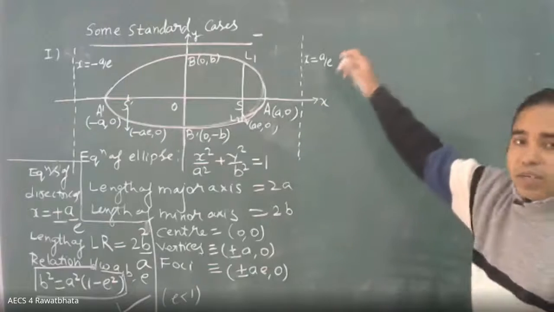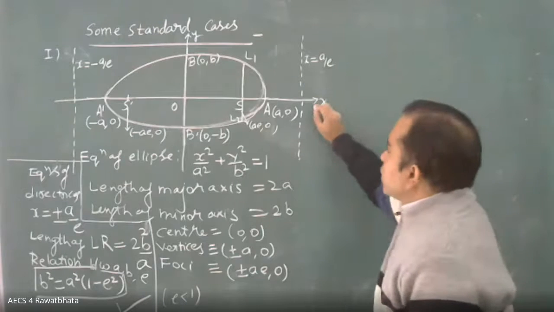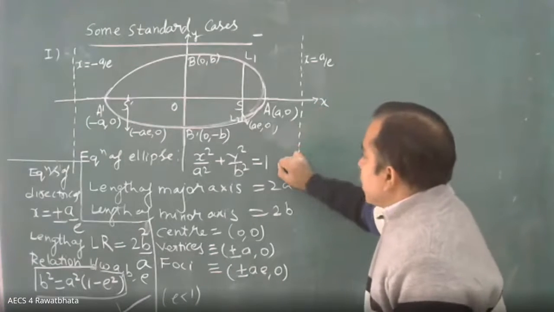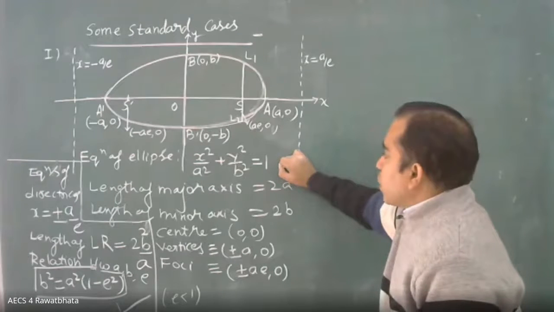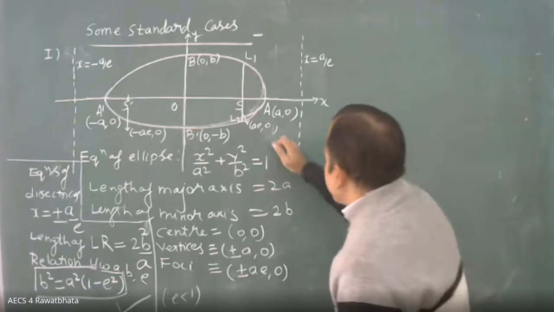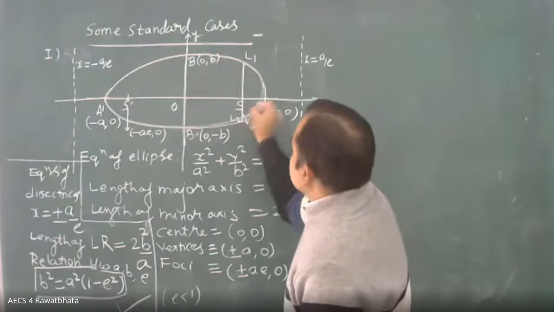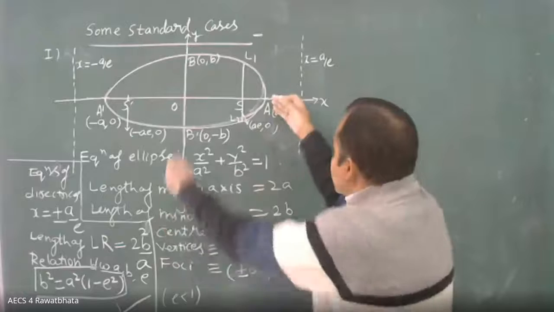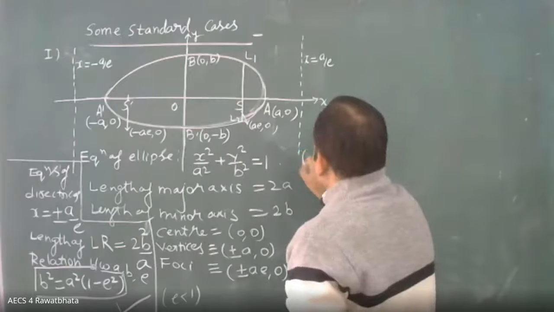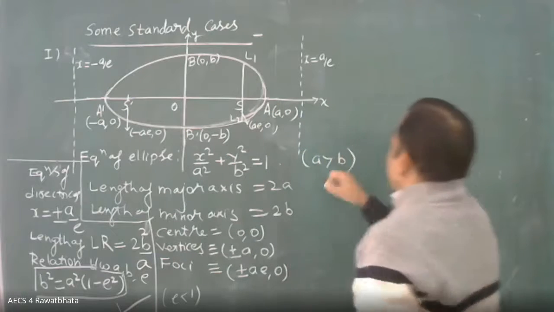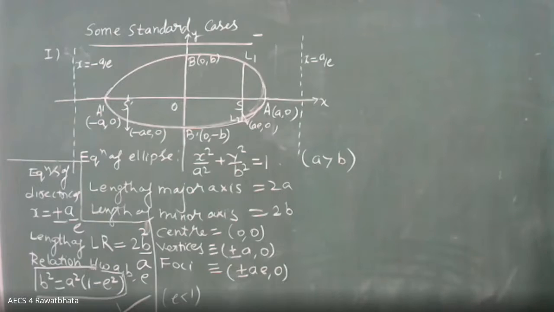You can keep in mind that its equation is x square upon a square plus y square upon b square equal to 1. And here, because this is a comma 0 and this is 0 comma b, so this distance is a, this is b, and this is looking more. So in this equation, a is bigger than b. Students, a is bigger than b in this equation. So this is about the first case.